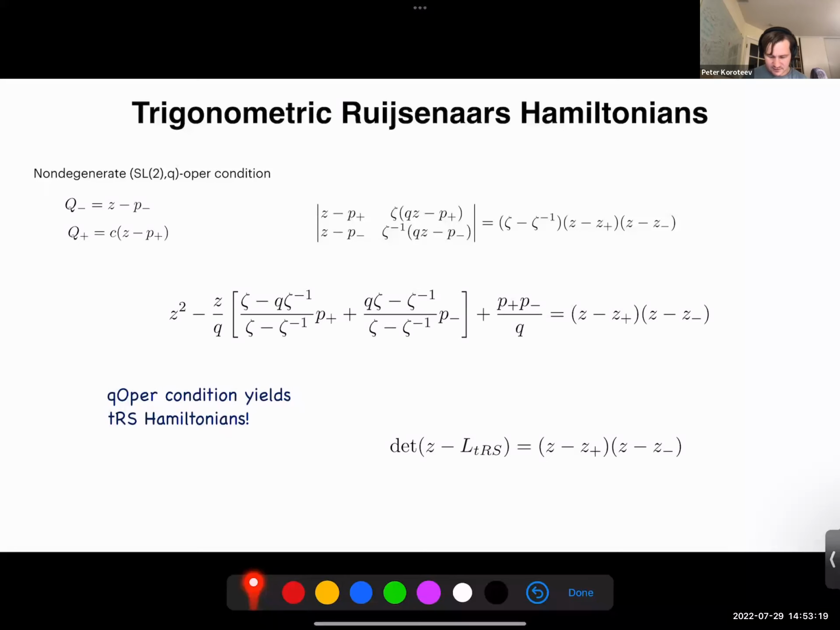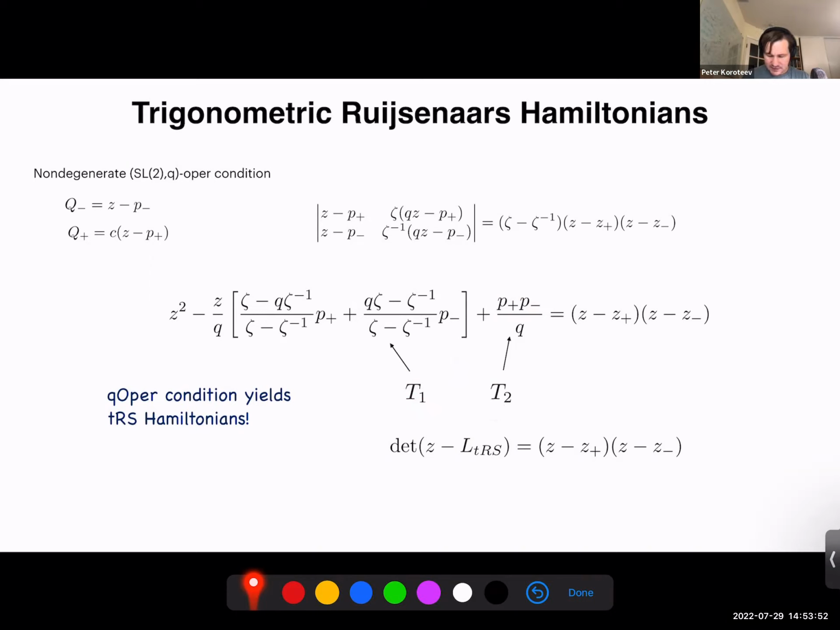Yeah, and then you get a quadratic polynomial on the left, quadratic polynomial on the right, and it turns out that the coefficient in front of z is the first Hamiltonian of this integrable system, and the constant term is the second Hamiltonian. This is like the relativistic momentum, if you wish, the total momentum. So this is the first Hamiltonian, this is the second Hamiltonian.